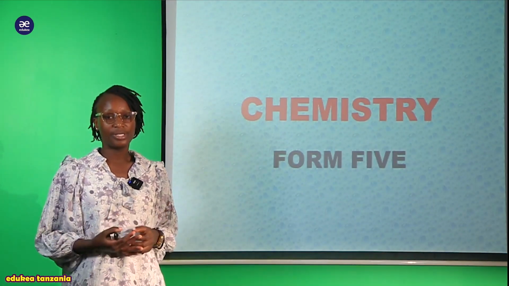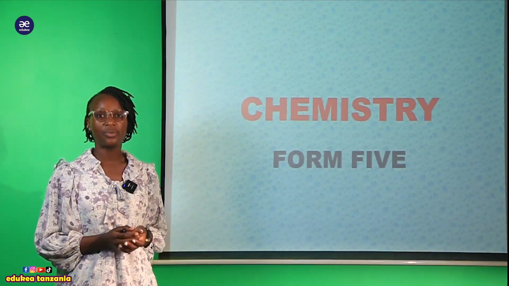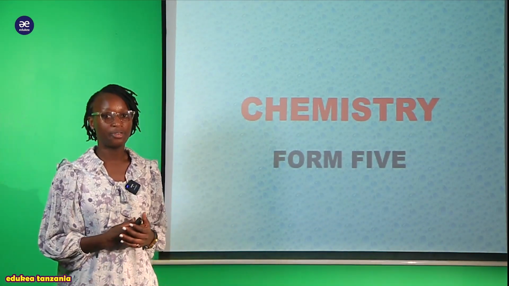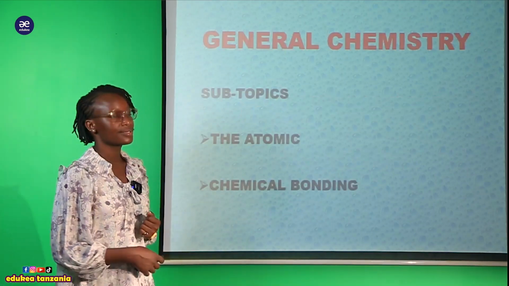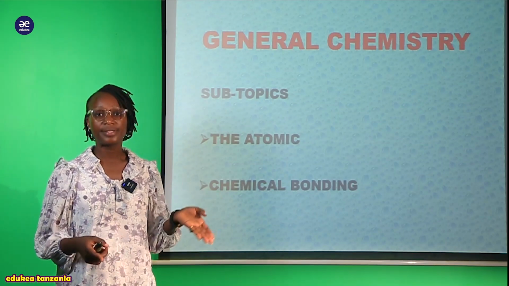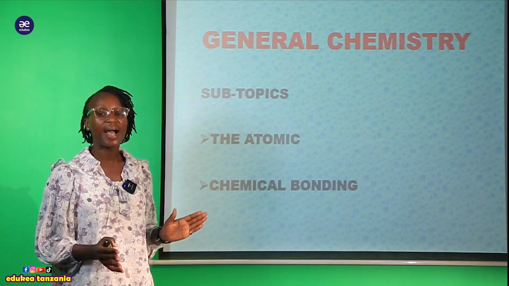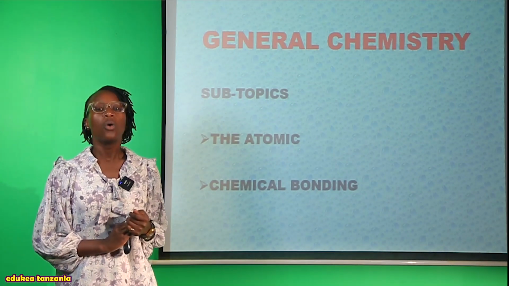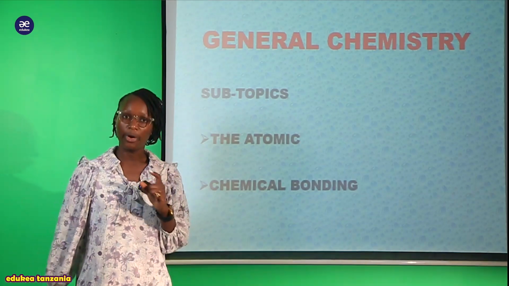So as you proceed with our A-level tutorial, my students, we have our chemistry subject. Our class level is Form 5, the chemistry subject, Form 5 class. Our consideration is general chemistry, and my students, now it is very wonderful. We have already covered the concept of the atomic structure. So now we are shifting to the concept of chemical bonding.